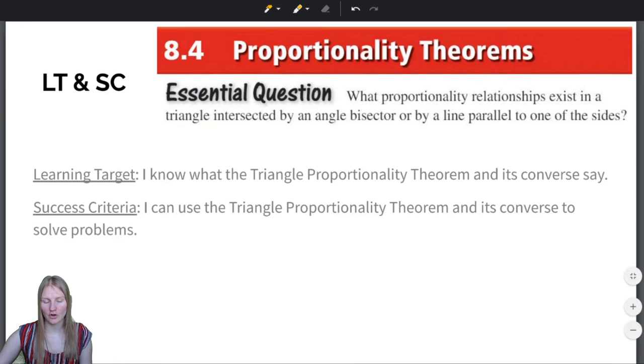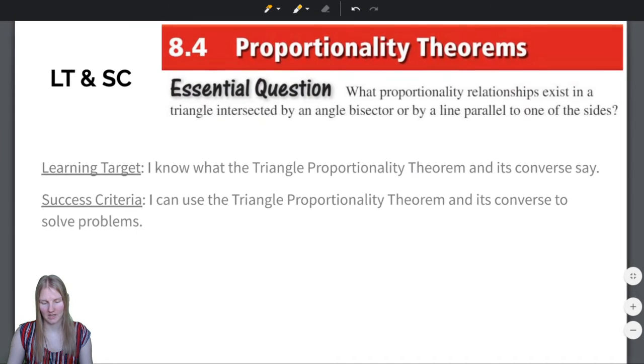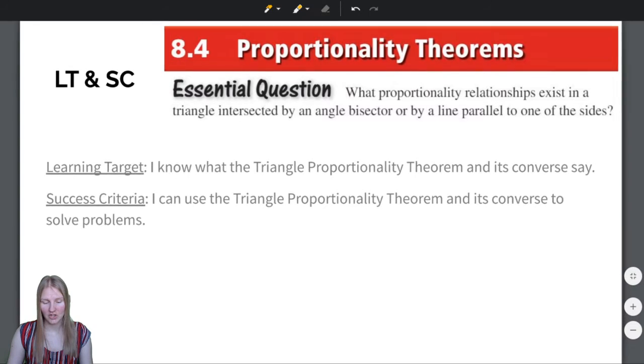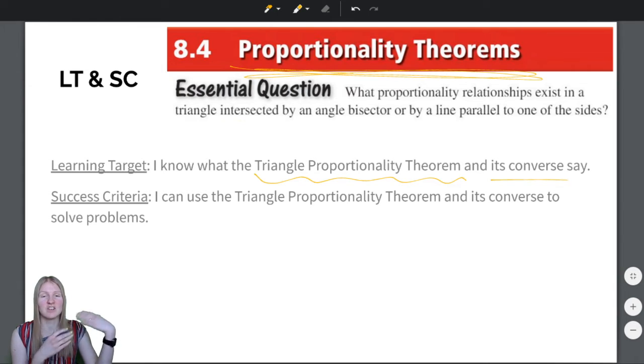Today we are starting our work in section 8.4. There will be 2 videos on section 8.4. Today's focus within section 8.4 is the triangle proportionality theorem and its converse. In the next video, we'll look at other proportionality theorems as well.